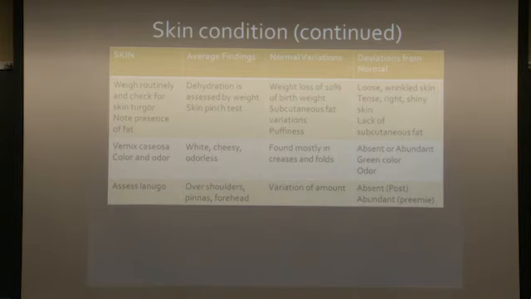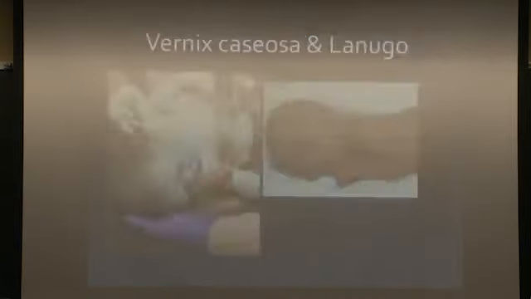Also assess the skin for lanugo hair. You'll find that normally over the shoulders, the pinnas of the ears, and the forehead. Amounts vary, but in post-term babies you'll see that usually it's absent, and in preemies you have a lot of lanugo hair. Here is a photograph of Vernix caseosa, also known just as Vernix.